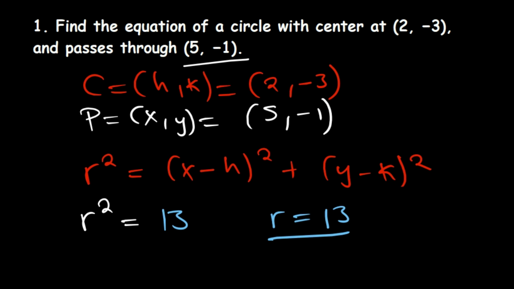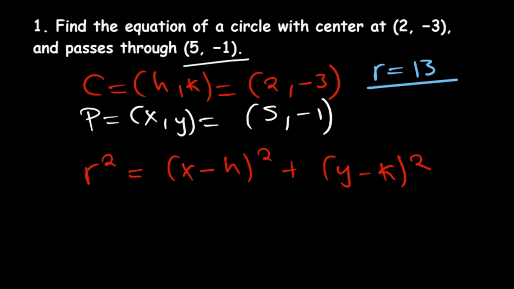So we found our radius using the formula of a distance, and then we can actually use that to help us find the equation of a circle. How do you find the equation of a circle? Simple and straightforward, right? So we'll substitute our radius. Our radius is the square root of 13.